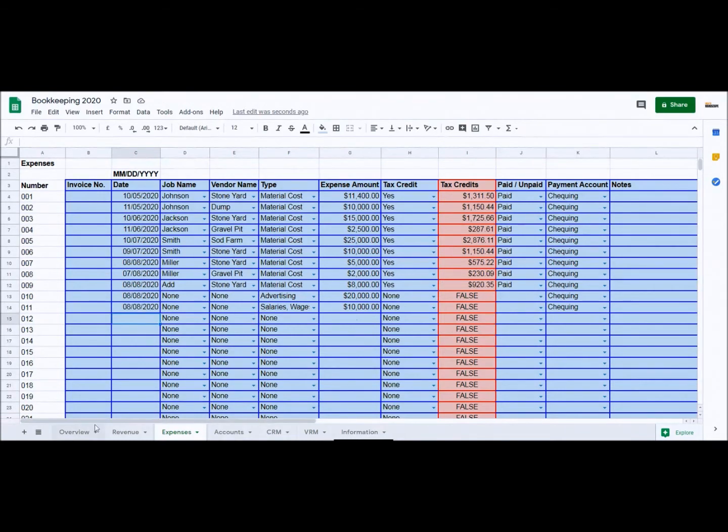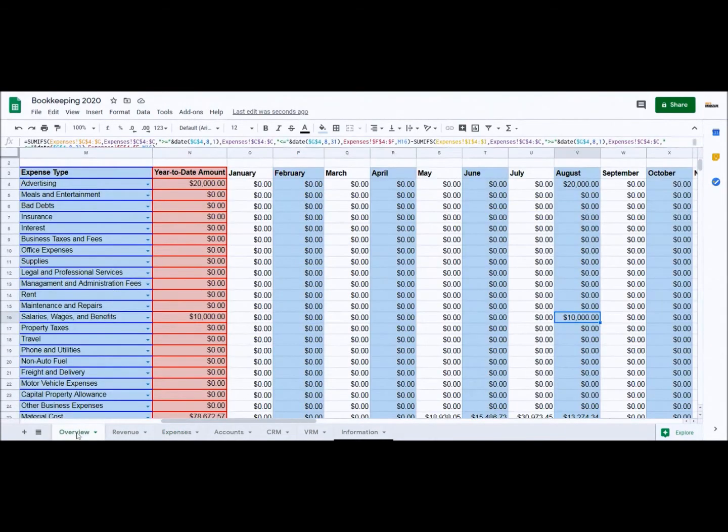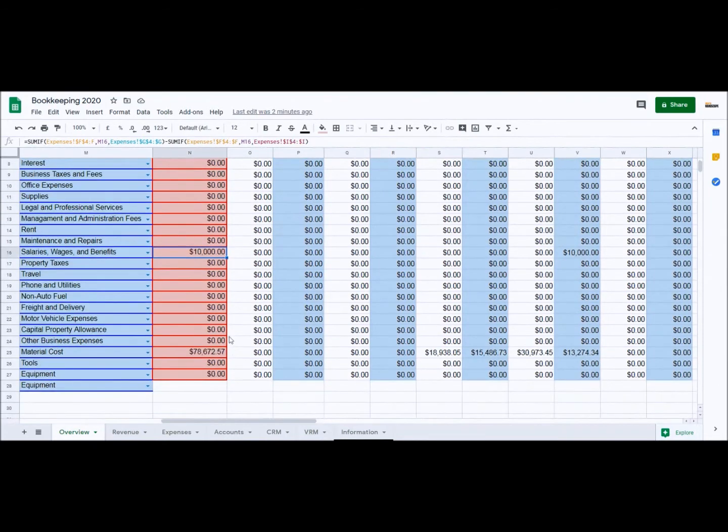Now I can go back into our overview tab, and now I can see that those are there for August. So now you can see why getting the date right is so important with the spreadsheet, because everything else is going to automatically show up with this. So we can see that our advertising year to date was $20,000, which all came in August. Our salaries and wages, once again, all in August. And our material cost here, we can see how that fared month by month.